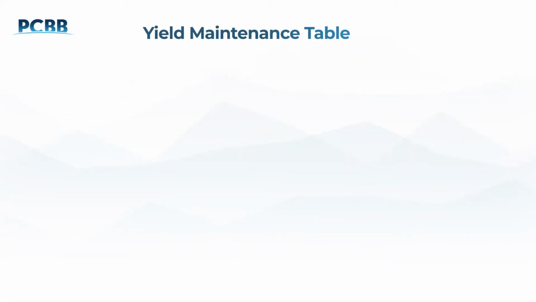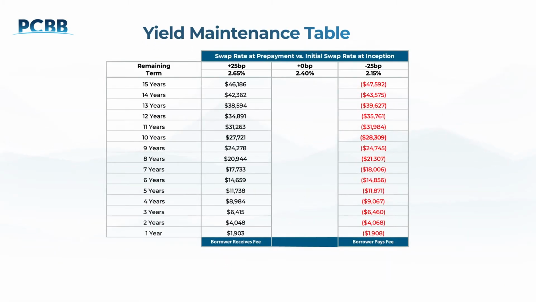This yield maintenance table helps your borrowers see the actual dollar figures for potential yield maintenance scenarios. It provides transparency when yield maintenance can be triggered, and it shows whether fees are paid to PCBB or received by the borrower. You can generate a custom yield maintenance table by creating a borrower presentation in this BLP portal.